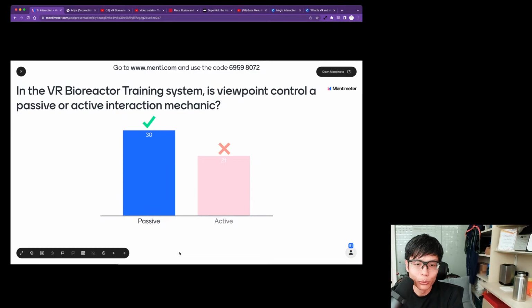That's passive. So which is the right answer here? Most of the interactions are not asking you to use your viewpoint to do something directly. Maybe indirectly, you have to look at stuff, obviously. In general, viewpoint control is commonly passive. It is just something the user assumes can be done whenever you don an HMD, or whenever you wear AR glasses. You expect that you can view things freely, right?